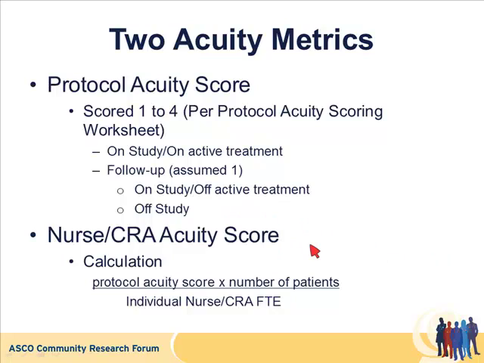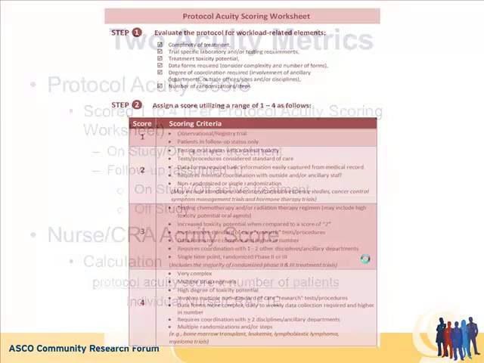Then we did a nurse acuity, or nurse CRA acuity score for each individual nurse or nurse team. The calculation we used was the actual score assigned to the protocol times the number of patients, and then divided that by the FTE. Very simple.